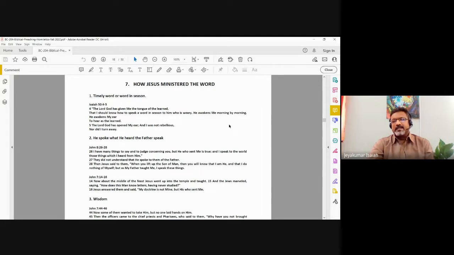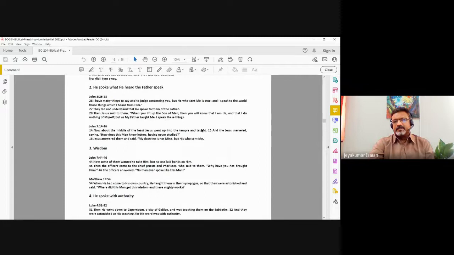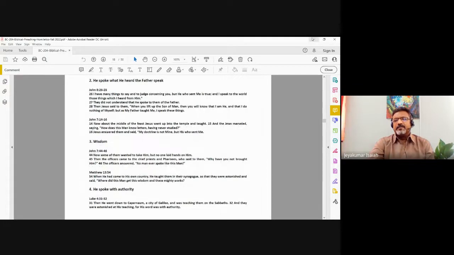And you see the process. He gives the tongue of the learned, and it applies to us as well. We should know how to speak a word in season, and the process is this: he awakens our ear to hear as the learned. If we are willing and sensitive, the Lord wants to speak that word. The beautiful thing is that he knows what the need is, he knows who the people are, and he knows what their needs are. So we don't have to put ourselves under a lot of pressure.